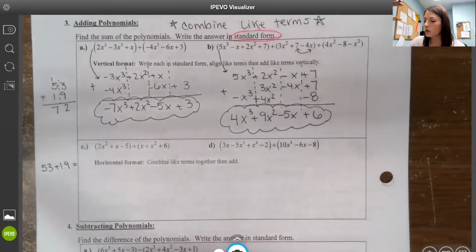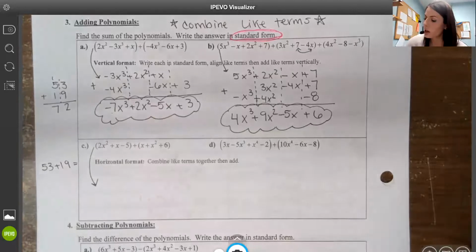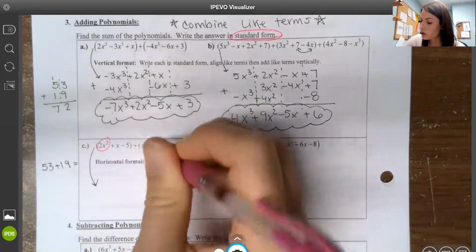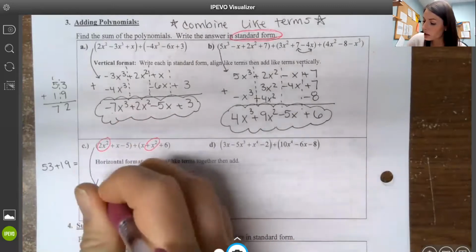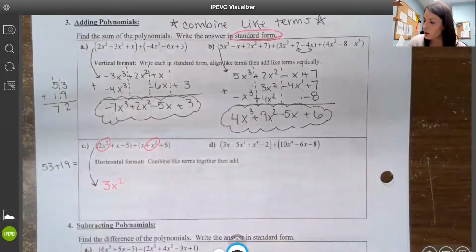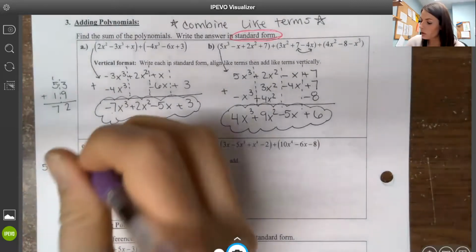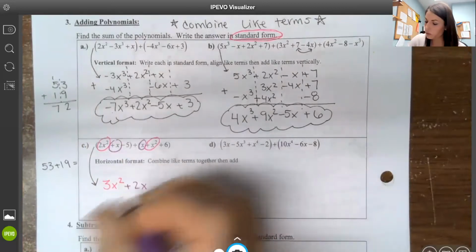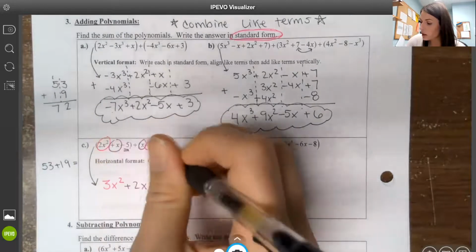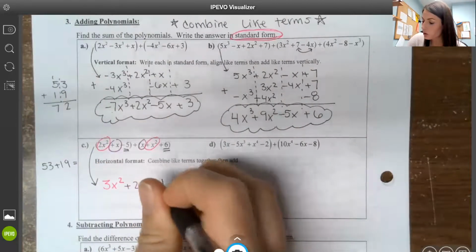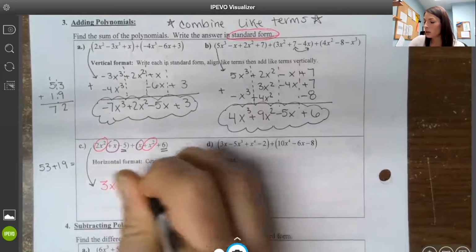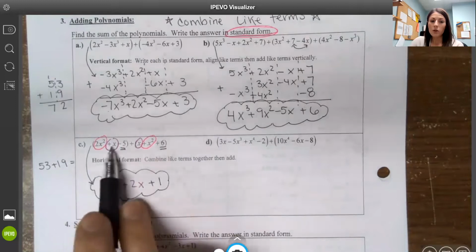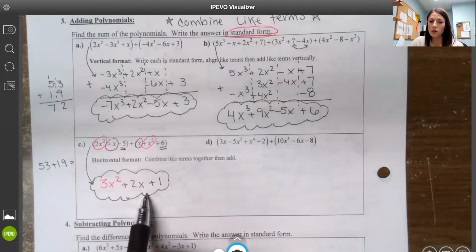So I still think about standard form, and I just go through, and I say, okay, my largest exponent is x squared. So I have 2 here, and I'm adding 1 here. So that's going to give me 3x squared. And then for my x's, I have 1 here and 1 here, so I have 2x. And then for my constant terms, I have -5 and +6, which gives me 1 all together. And there's my polynomial. I've combined them. I just went through and collected what I had, written my answer in standard form.